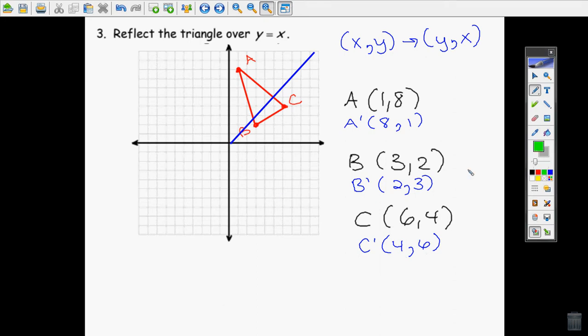All right, so let's graph them. So A prime is 8 comma 1. B prime is 2 comma 3. And C prime is 4 comma 6. And I meant to change colors.